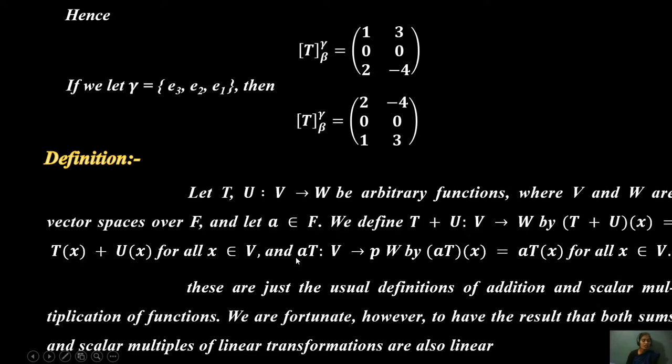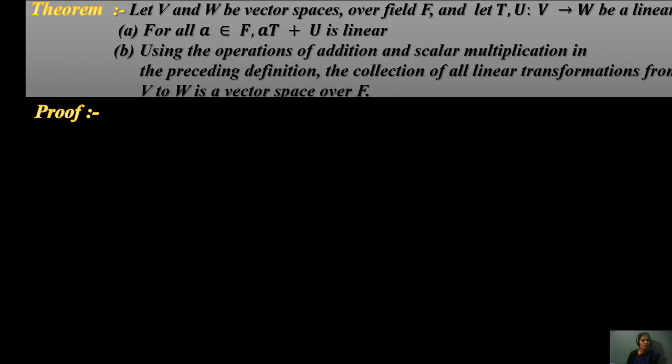All of this is considered as the definition as well as the property of these functions. These are just the usual definitions of addition and scalar multiplication of functions, where alpha is multiplied with the linear transformation, hence it is called a multiple of a linear transformation. Okay, let us go to the next theorem.